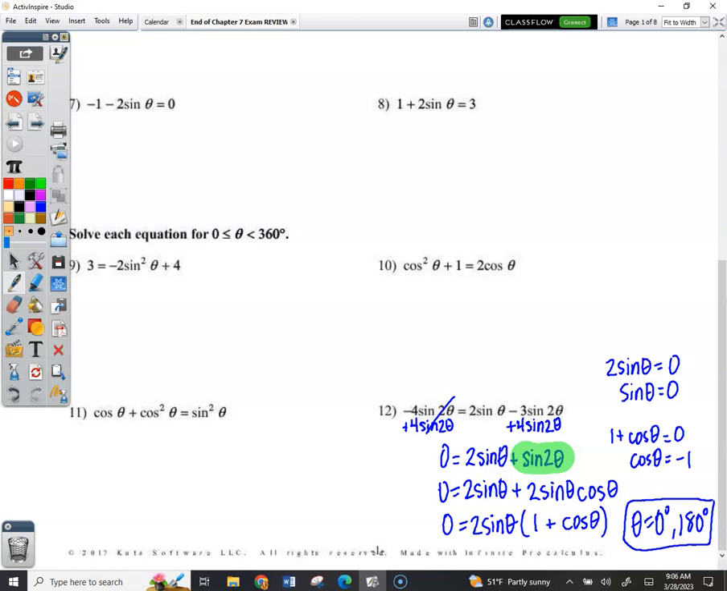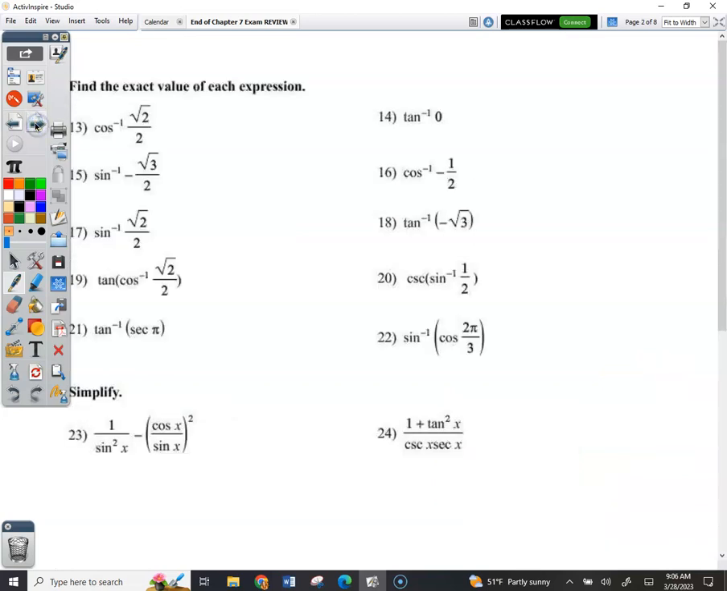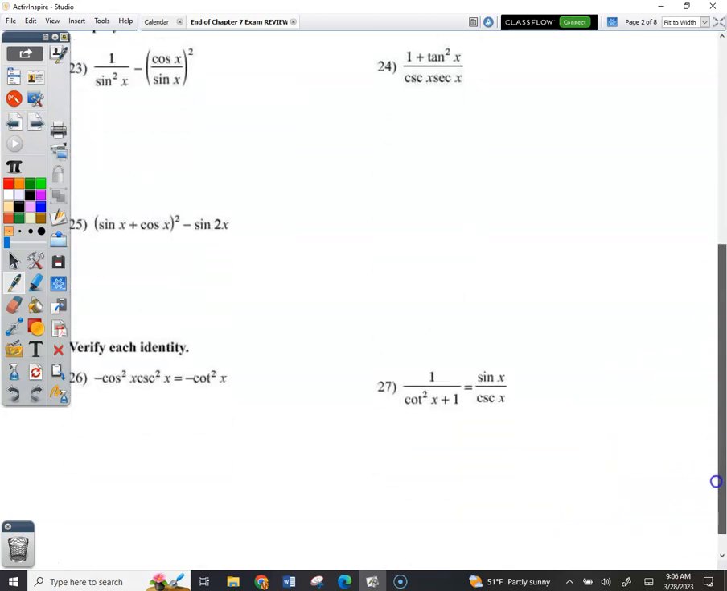You have 3 questions to simplify. And then you have 2, 4, 6, 7 questions to prove. 3 questions to simplify where you never know if you're done. You just have to clean it up as best as you can.